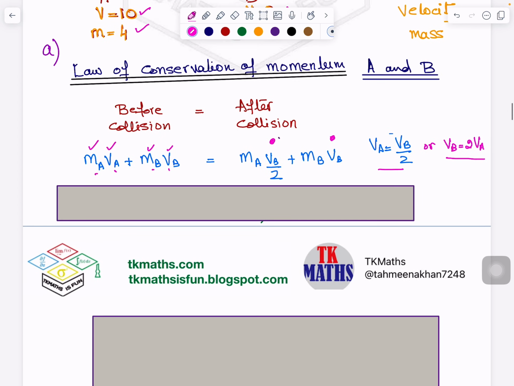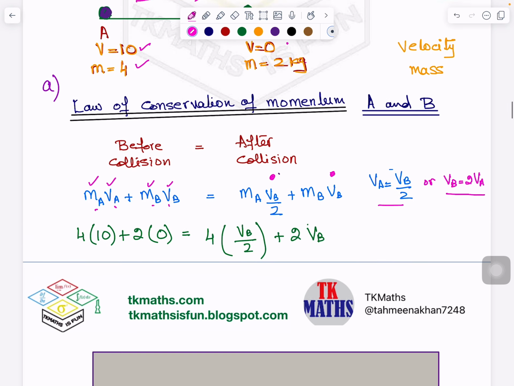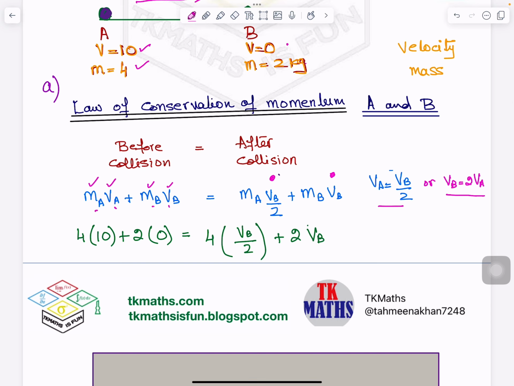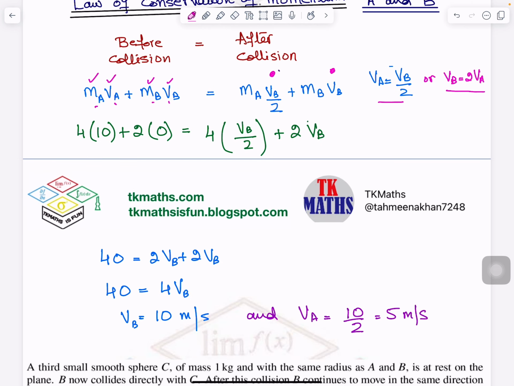Now I will simply plug in the values and solve it. All the values are given here. I have plugged in the values and I'm solving it like algebra, and I got the value: the velocity of B is 10 meters per second. Velocity of A will be half of it, so it will be 5 meters per second. This is how you find the velocity.